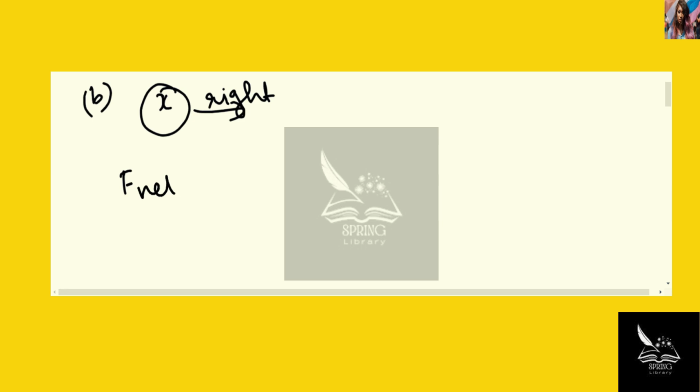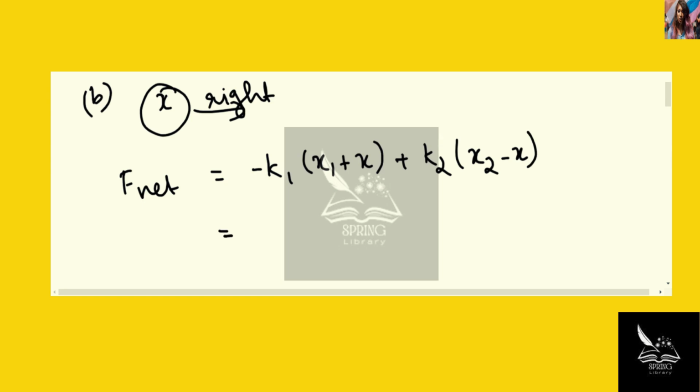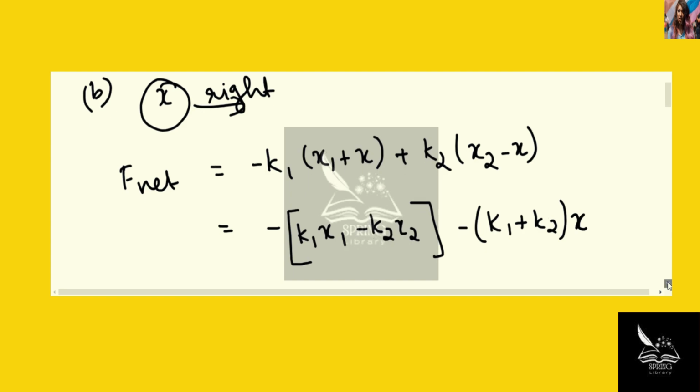So when we move to the second part, or the B part of it, we know that when the block is displaced a distance x to the right, the net force on the block is minus K1 (x1 plus x) plus K2 (x2 minus x), which equals minus [K1 x1 minus K2 x2] minus (K1 plus K2) into x. This is the net force.